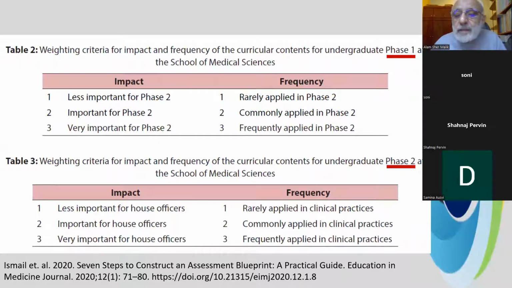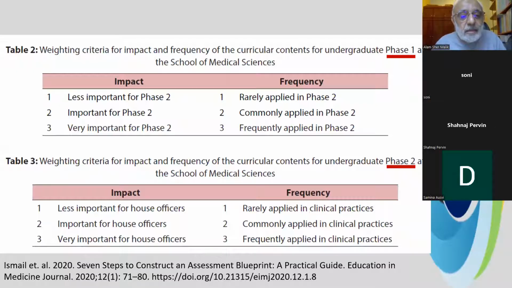I think the next one is even more important. Phase two means that these are students who are going to graduate. So the impact and frequency would be based on their next phase, which would be as house officer.